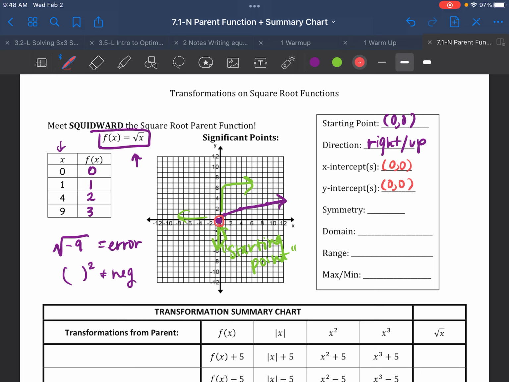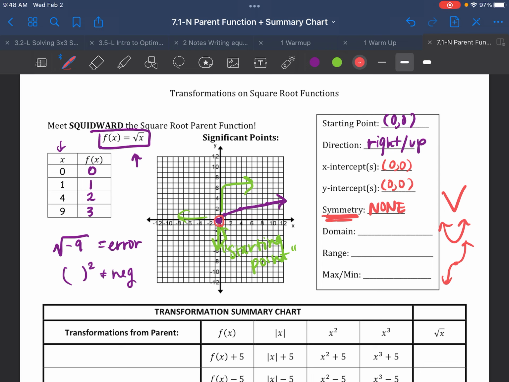Now this is the very first function we've seen that does not have any type of symmetry. When we were dealing with cubic, cube root, quadratic, or absolute value, they either had an axis of symmetry, meaning we could flip it and it would look the same, or they had rotational symmetry, meaning we could rotate the graph and it looked the same. Because we have this blunt starting point, there is absolutely no symmetry for the square root function. He's the only function we have like that.